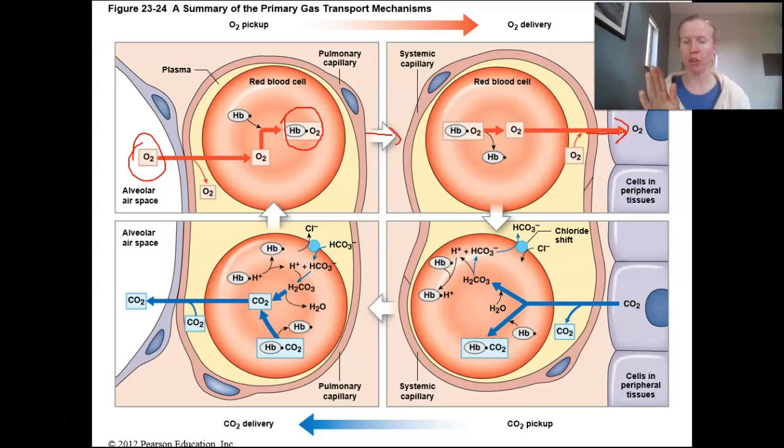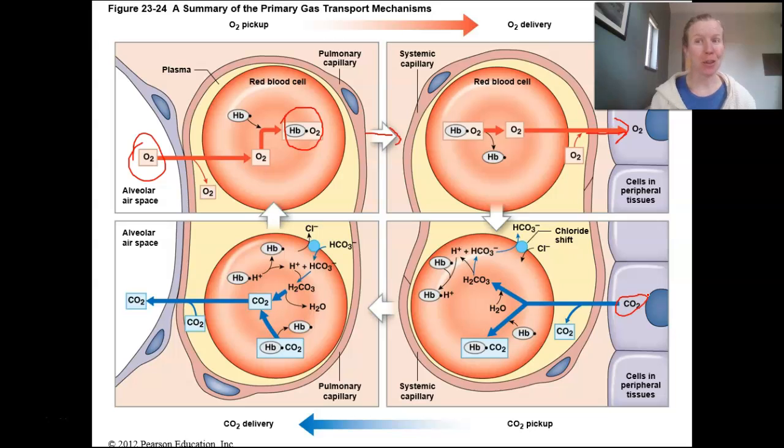Okay, so that was oxygen. But now we need to look at how CO2 is carried, okay? Your first step is to think about why is CO2 coming out of these cells in your body? Like, where does the CO2 come from?